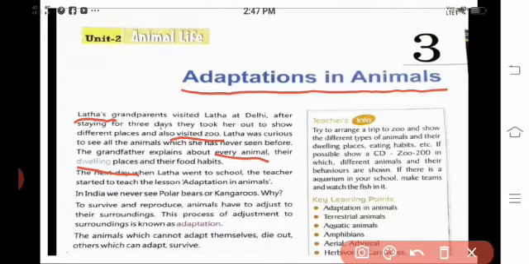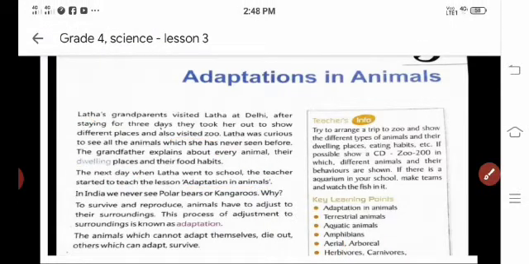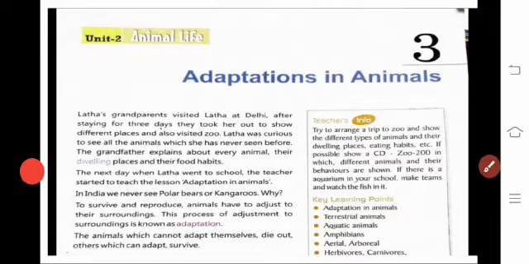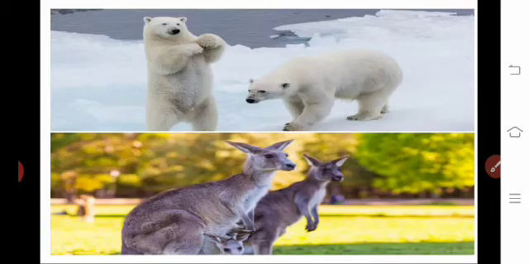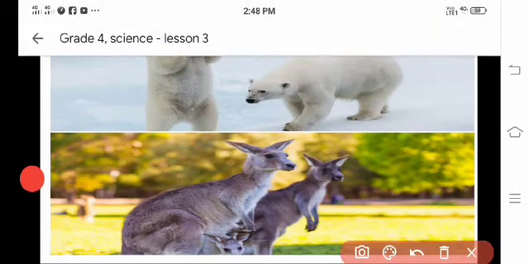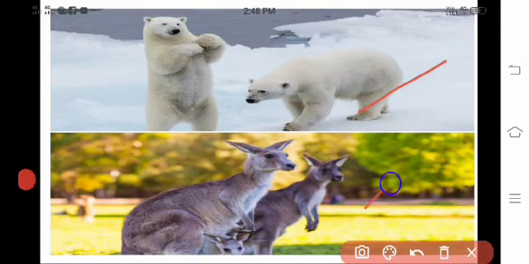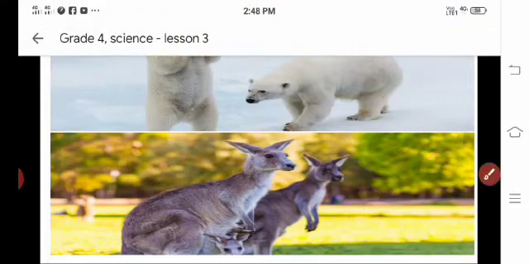The next day when Lada went to school, the teacher started to teach the lesson adaptation in animals. In India, we never see polar bears and kangaroos. Have you seen polar bears and kangaroos, children? You see, this is the polar bear and this is the kangaroo. Okay.